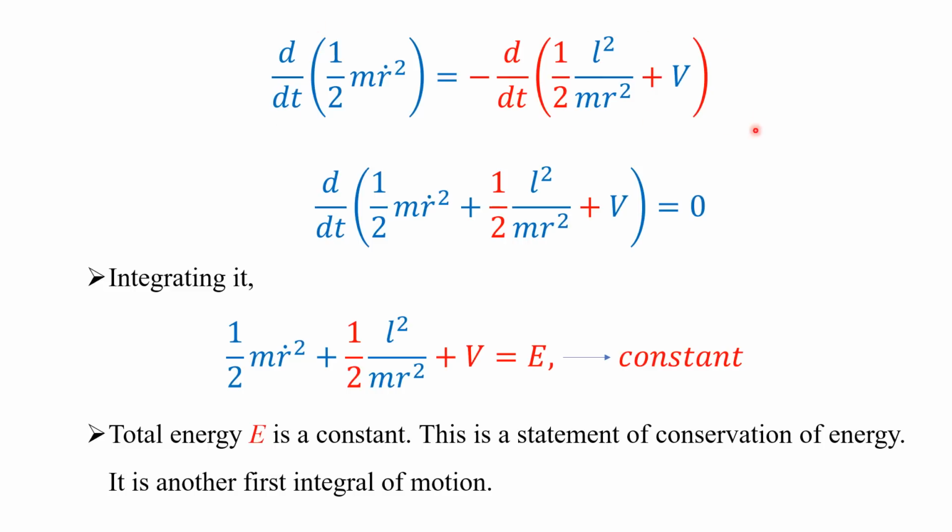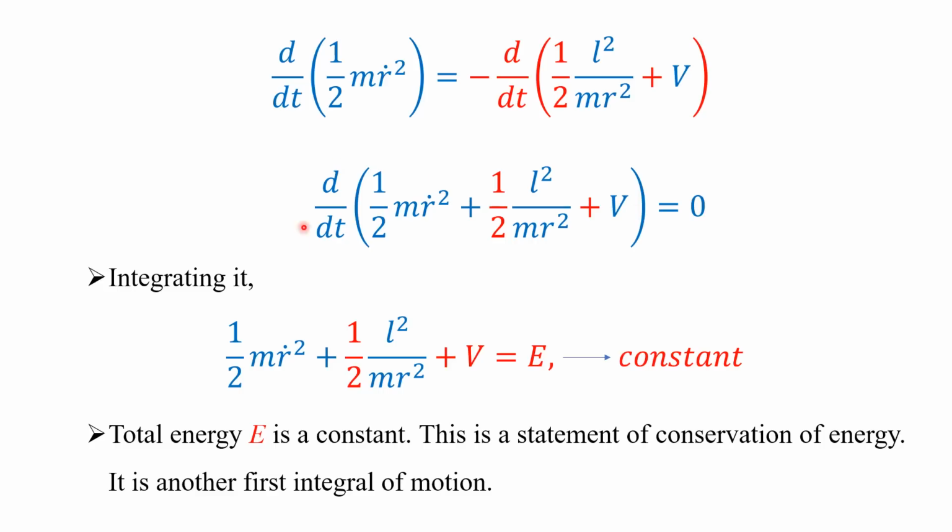Now we got the expression finally. So you can see here also a time derivative, right hand side also a time derivative. You can bring both to the left hand side. So d by dt of half m r dot squared. This minus will become plus when you are bringing it to the left hand side, is equal to half L squared over m r squared plus v, which is equal to 0. If you differentiate a constant, then only it will be 0.